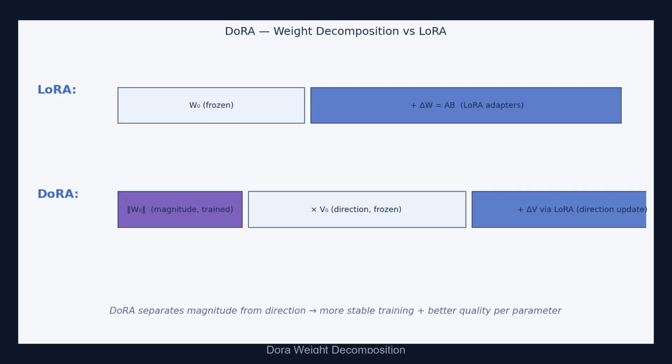This diagram makes the DoRA decomposition concrete. In standard LoRA, the weight update ∆W equals BA, and the magnitude and direction are entangled in a single matrix product. You can't increase how much a weight changes without also affecting which direction it changes. DoRA separates these concerns explicitly. The magnitude component, the norm of W0, is trained independently. The directional component V0 is normalized and updated separately via ∆V.